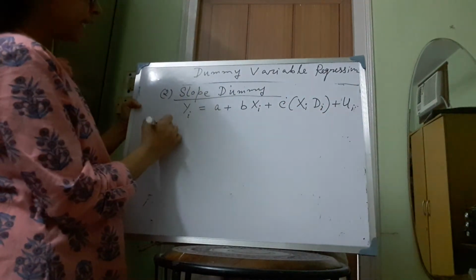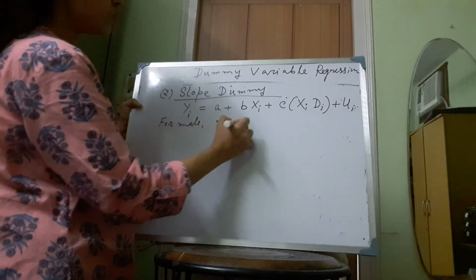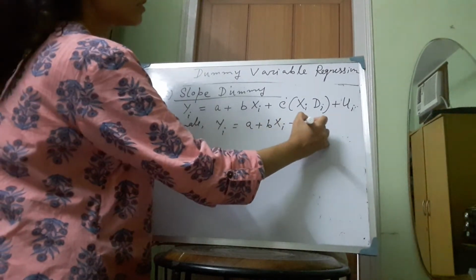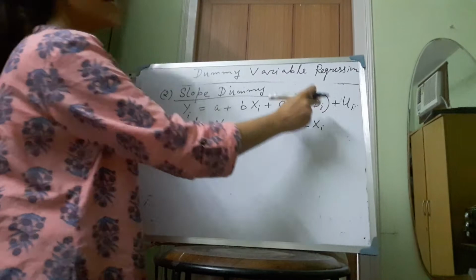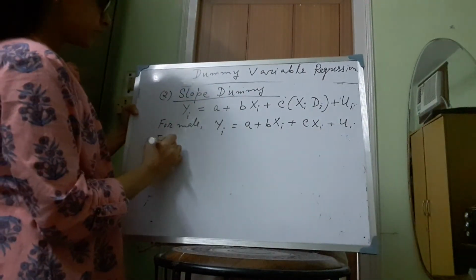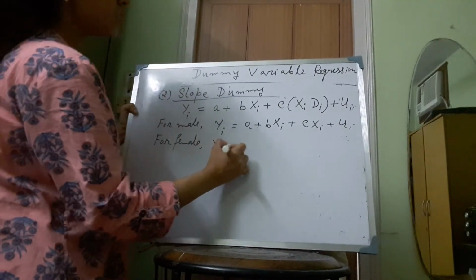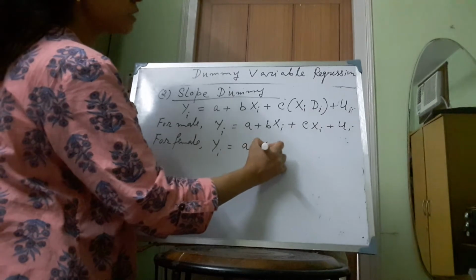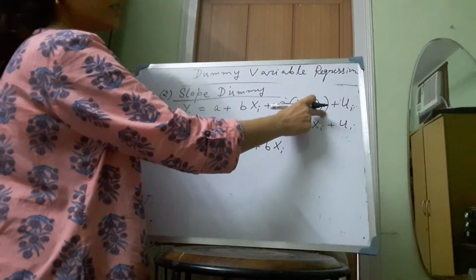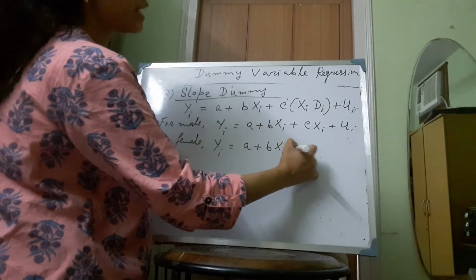So for male, the regression equation is yi is equal to a plus b xi plus c xi, because in that case di takes the value 1, plus e. And for female, yi is equal to a plus b xi. Now for female di is equal to 0, so this term will vanish. So in that case we will have a plus b xi plus.